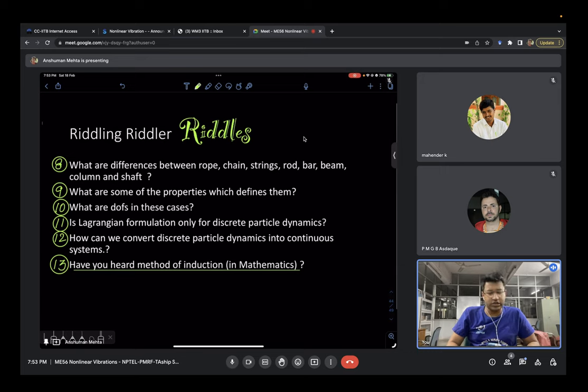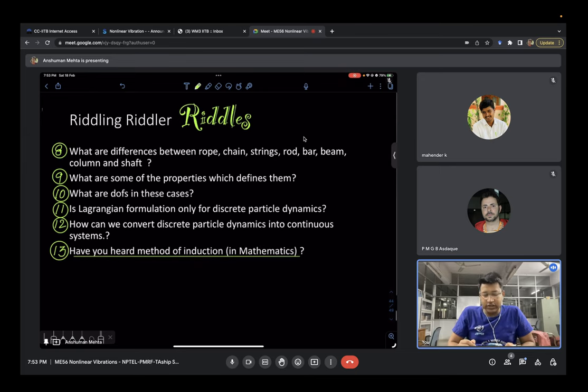Rod, for a rod we actually say how much axial load it can take. Bar is how much torsion it can take. Then beam is how much bending it can take. Column is how much buckling it can take. And shaft is again how much torsion it can take. Okay, so these are the properties which actually define them. Now what are the degrees of freedom in these cases? For a continuous system, the degree of freedom is infinity.